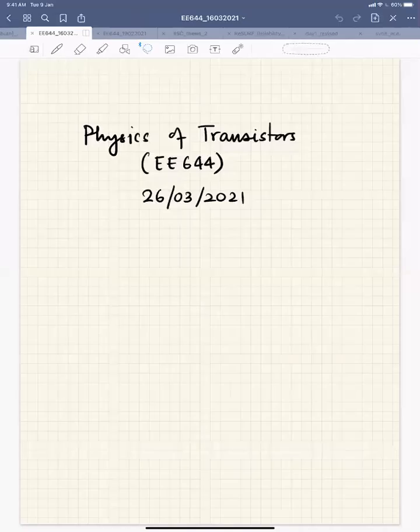So today will be the last class for bipolar junction transistors, and we will discuss whatever is left on heterojunction transistor. And from the next class, we'll move to MOS transistor.